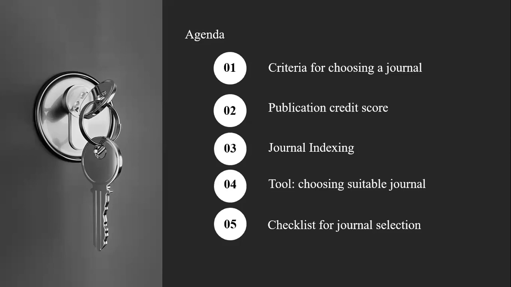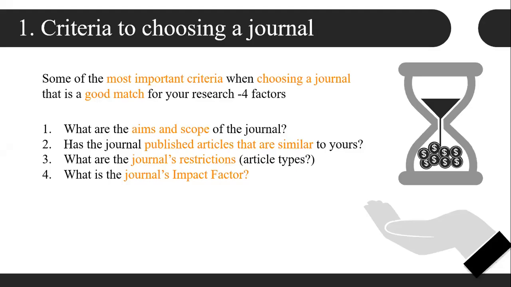So I will start with these criteria for choosing a journal, in order to start looking for a suitable journal for your publication. There are a lot of criteria, but there is a main criterion you have to look for. When you are picking a topic and writing about it, what are the aims and the scope of the journal? You need to open the journal and search if they have the same aim as your paper or not.